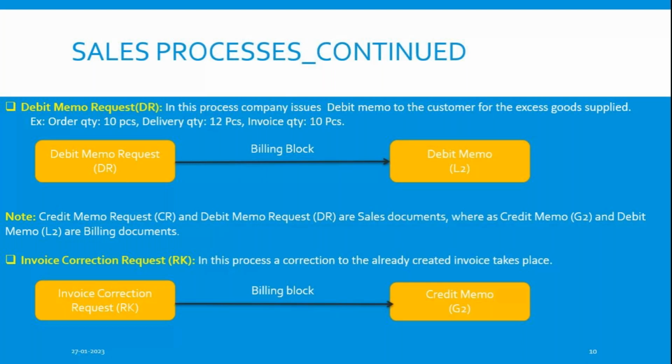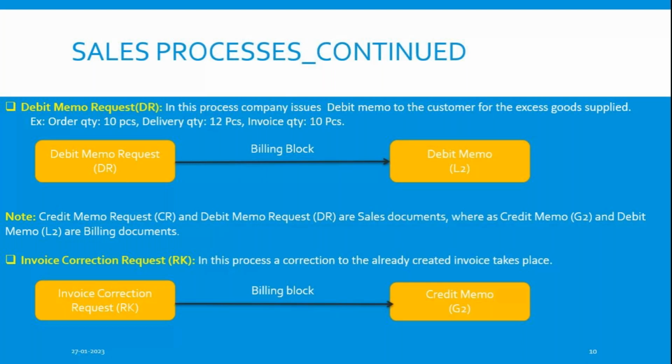Material order quantity, delivered quantity is the same, no problem. But only in the invoice, something went wrong. It means no physical movement of the goods. That's why delivery will not be there in this situation. Only orders and invoices, billing and invoice both are the same. Okay.